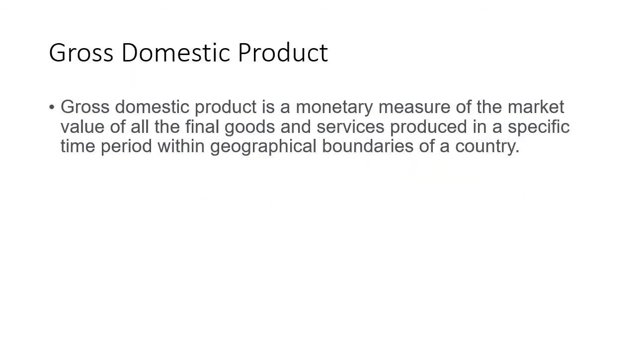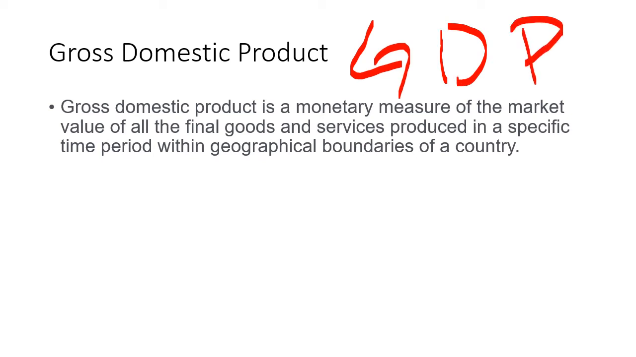Gross domestic product, that's GDP, means GDP. Gross domestic product is a monetary measure of the market value of all final goods and services produced in a specific time period within the geographical boundaries of a country. That is the GDP is the final value of all goods and services that are produced within a country. For example, all the goods produced in Pakistan in 2020 means the GDP of Pakistan in 2020.